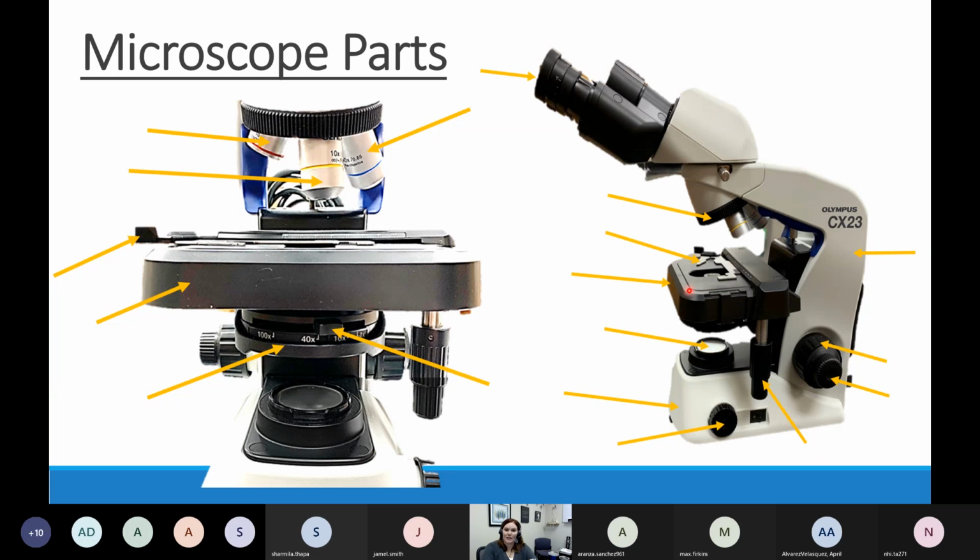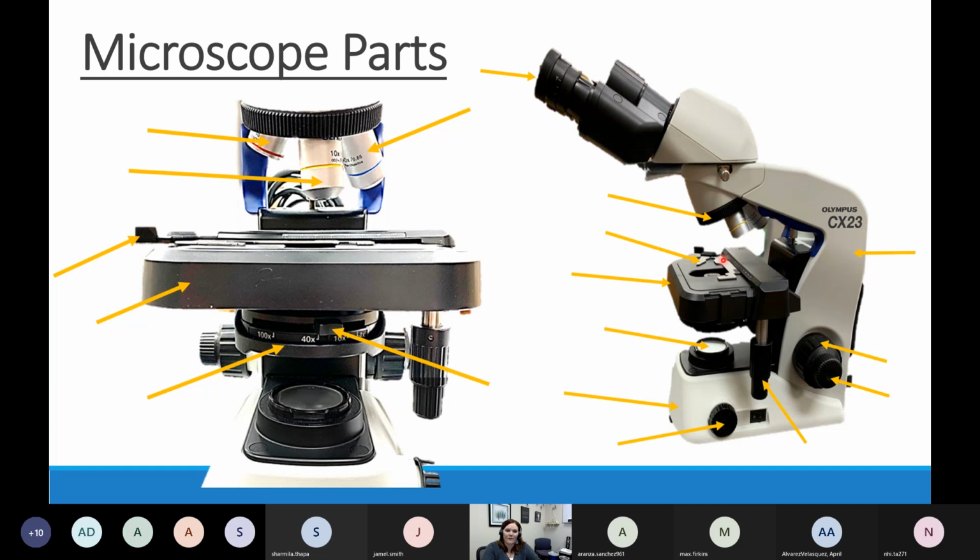Sometimes when we put a slide on the stage, we need to move it left or right or forward or backwards. To enable us to be able to do that, we need to put the slide into this metal thing that you see right here. This metal thing that we see right here is called the stage clip.